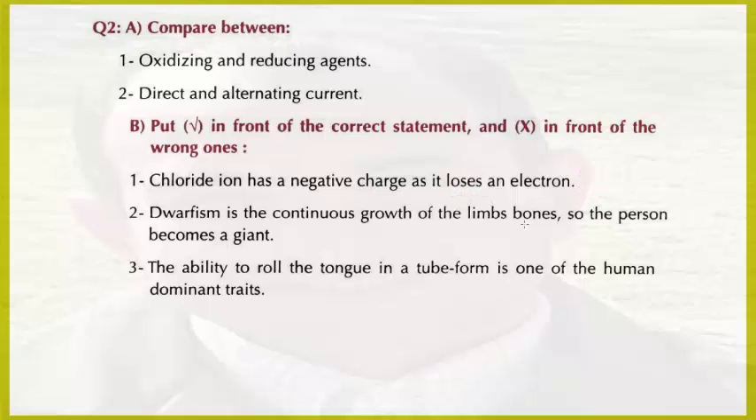Number 2. Dwarfism is a continuous growth of the limbs bones, so the person becomes a giant. The answer is wrong. Giantism. Number 3. The ability to roll the tongue in a tube form is one of the human dominant traits. The answer is right.